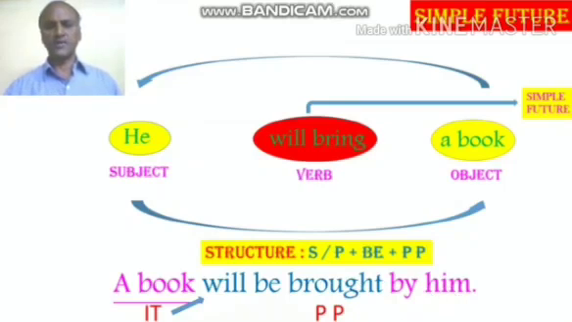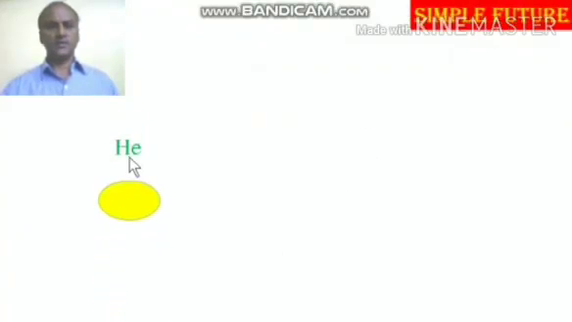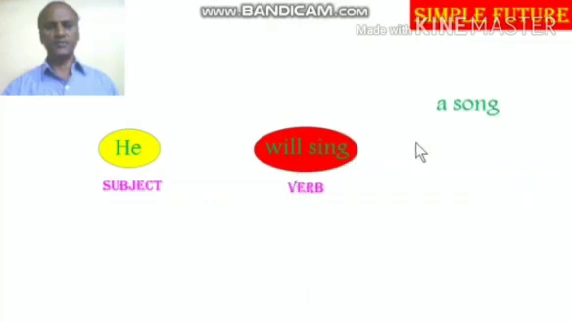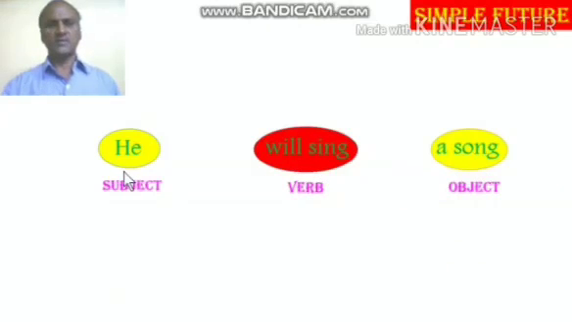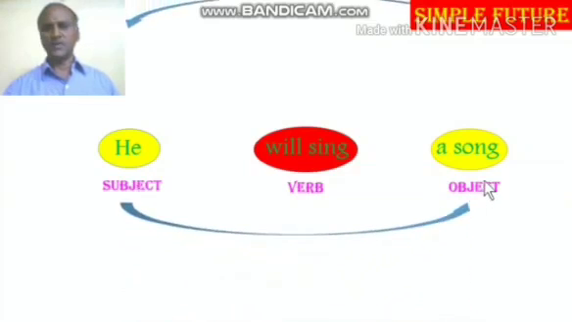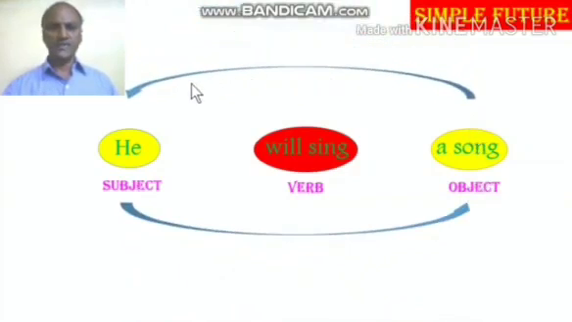Next, another example for the same simple future. He, subject, will sing, verb, a song, object. So subject, verb, object. That is the first step we have to take when a sentence is given in the active voice. Next, the second step is change the positions of subject into object, object as subject. That is the second step we have to do.